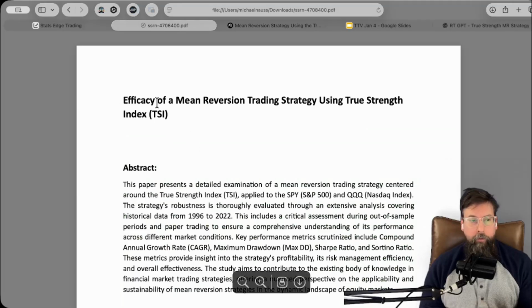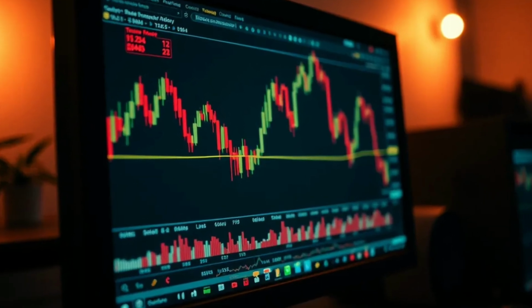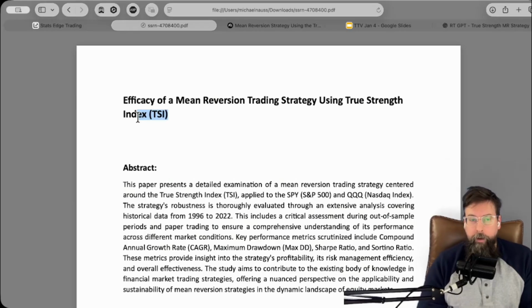But this is the study that I want to talk about today. And this is a mean reversion using the true strength indicator. And I haven't really played with that before. So let's just kind of go through the process.